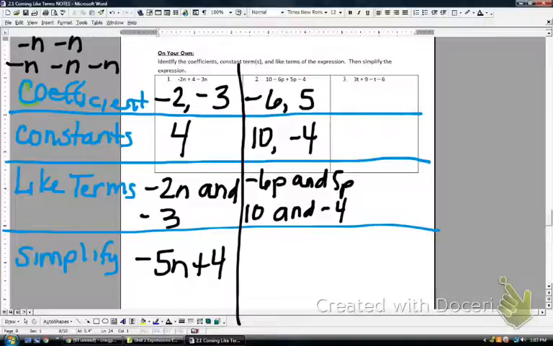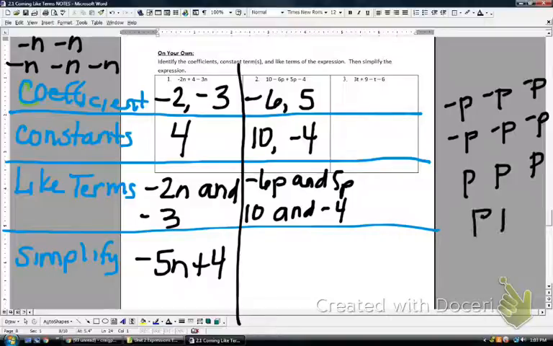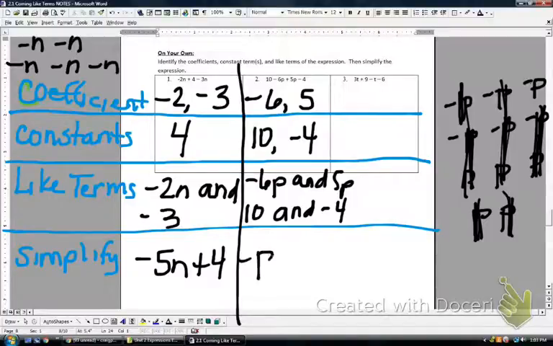Then simplified, let's see, I'm going to do that one over here. I have negative 6p's. So I'm drawing a picture to help me make sense of it. Then I have 5 positives. So I know that negative and positives cancel each other out. This cancels this one out, and this one cancels this one out. So what am I left with? I'm left with 1 negative p, and mathematicians understand that there's a 1 there, but we don't need to write it. So it's just negative p.